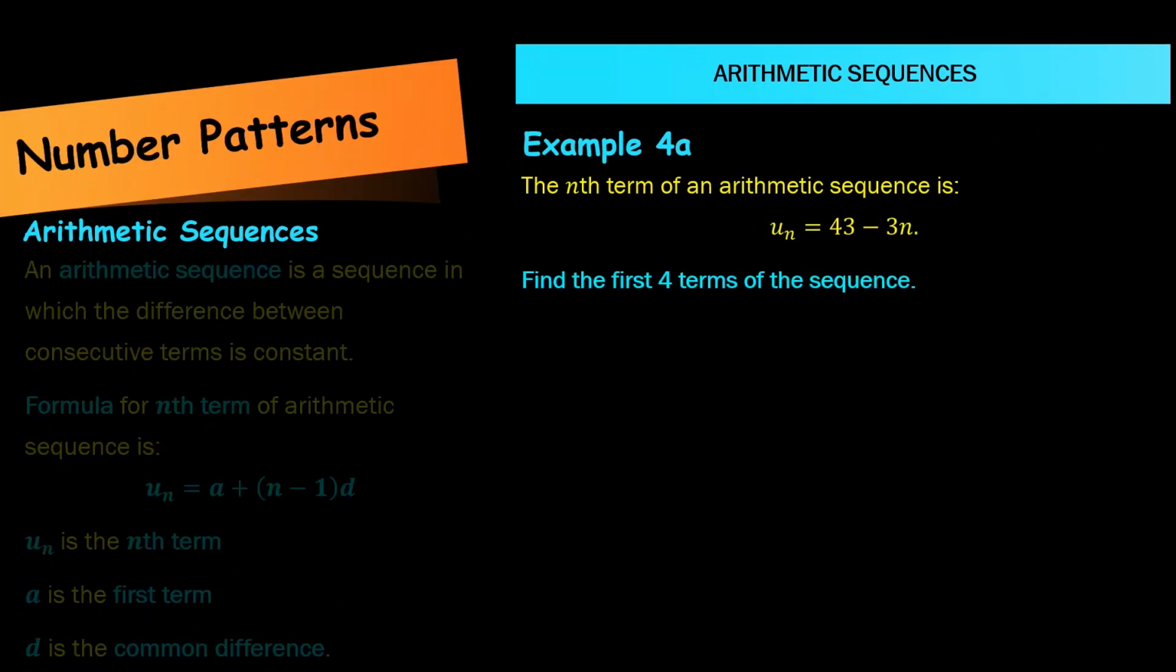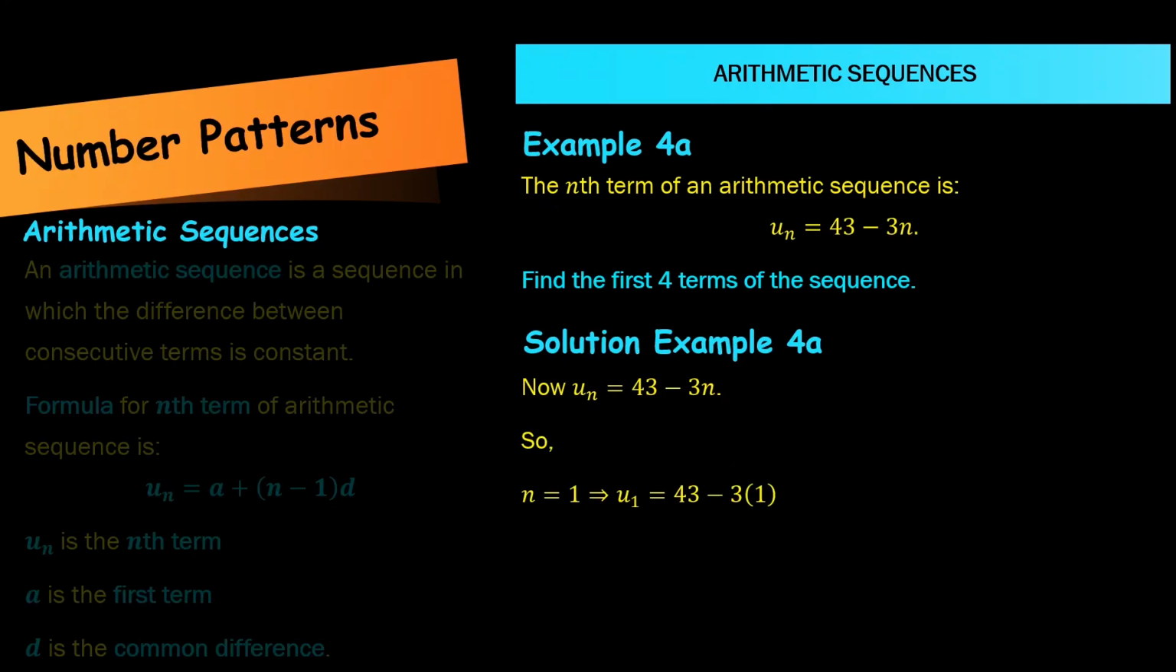So let's take a look at part A first. The nth term of an arithmetic sequence is u subscript n equals 43 minus 3n. We are required to find the first 4 terms of the sequence. So let's solve this. We are simply going to plug in the values n equals 1, n equals 2, n equals 3, and n equals 4 into u subscript n each time.